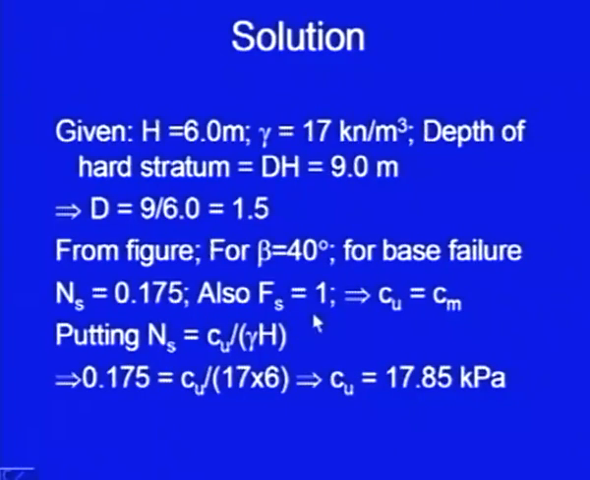Also, factor of safety is 1 here because it was the limiting case. So, Cu is equal to Cm. So, the expression of the stability number will be Ns is equal to Cu upon gamma h. So, 0.175 is equal to Cu upon 17 into 6, and that gives you the value of Cu as 17.85 kPa.